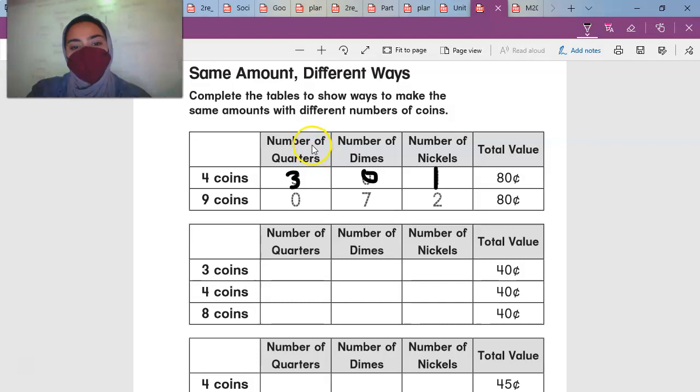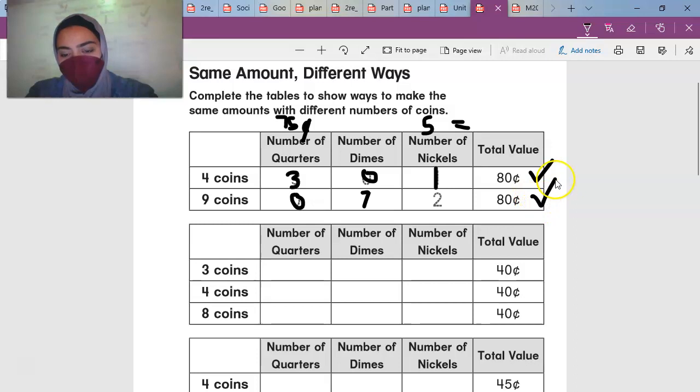3 quarters makes how much? 75. 75 cents. And then 1 nickel, how much is a nickel? 5. Is 75 plus 5 80? Yes, that's right. Now another way to make 80 cents is with 0 quarters and with 7 dimes. 7 dimes makes how many cents? 70. 70. And 2 nickels makes 10. And 70 plus 10 is 80. So this is just an example. Now they want you to do it.